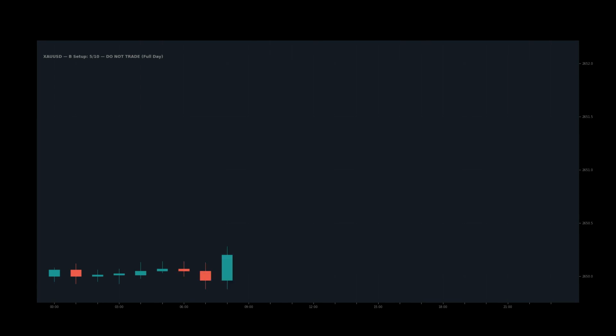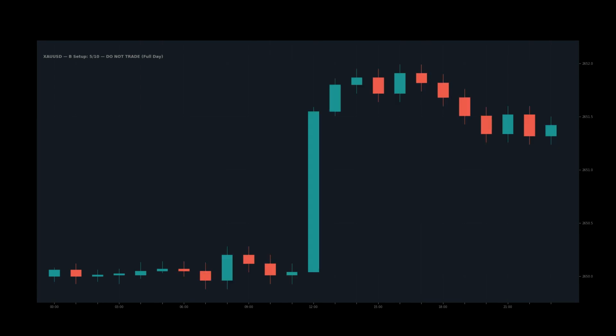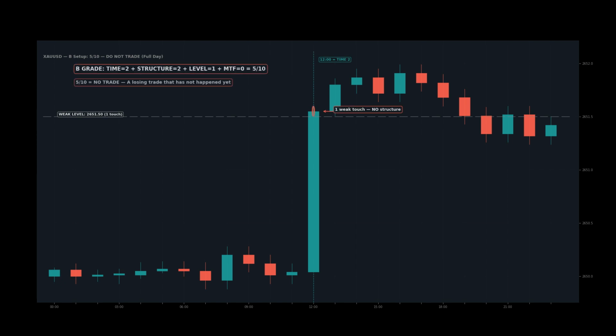Here is a B grade setup scoring 5 out of 10. Do not trade this. Look at this full day chart. Time, 12 o'clock London lock, a secondary gate. Time score equals 2. Structure, touch and reverse at a moderate level. The touch is visible but the reaction is weak. Small wick, no clear reversal candle. Structure score equals 2. Level quality, only 1 prior touch with weak reaction. Moderate at best. Level score equals 1.